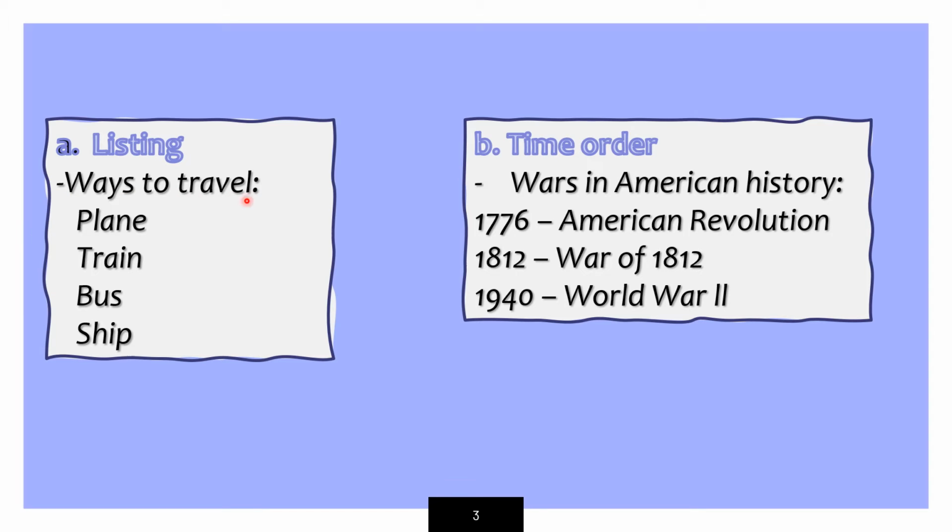Here we have the topic, ways to travel, and we have some words related to this. Plane, train, bus, and ship. Those are some ways to travel. And then we have the time order. It helps you to identify the beginning, middle, and the end of a sequence of events. So, for instance, the event related to this topic is wars in American history. And there we have some examples.